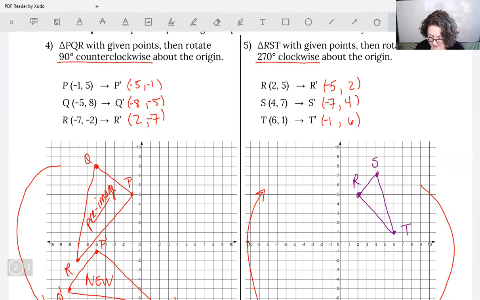Again, let's make sure it works. So R is at -5, 2. There's our new R, R prime. S is at -7, 4, new S. And then T is at -1, 6, new T. Connect them up. And there is our rotated triangle.